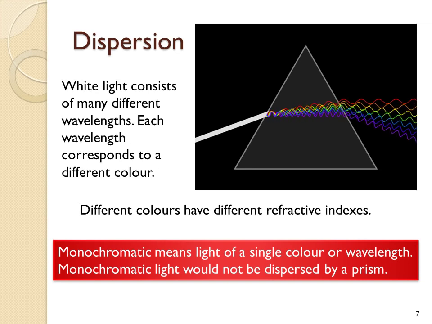Monochromatic means light of a single colour or single wavelength. Monochromatic light would not be dispersed by a prism because there would be only one refractive index. So if this were red light passing into the prism, you would just get a single beam of light.